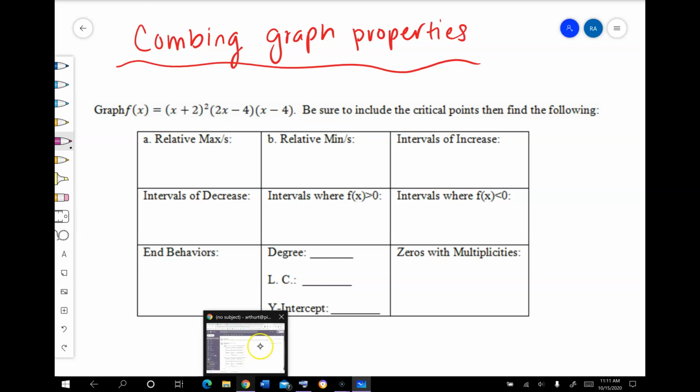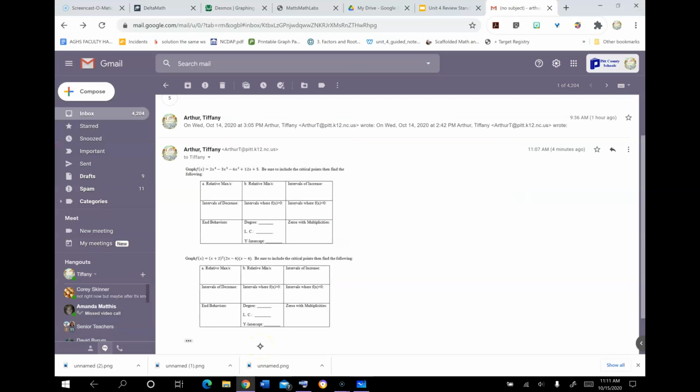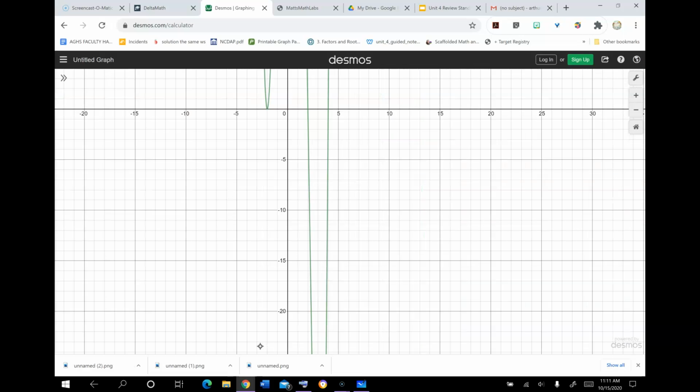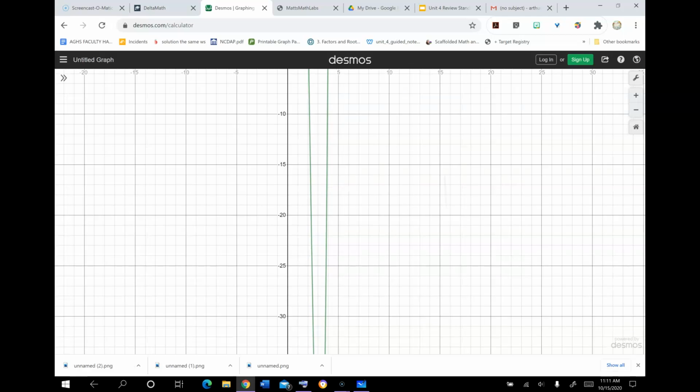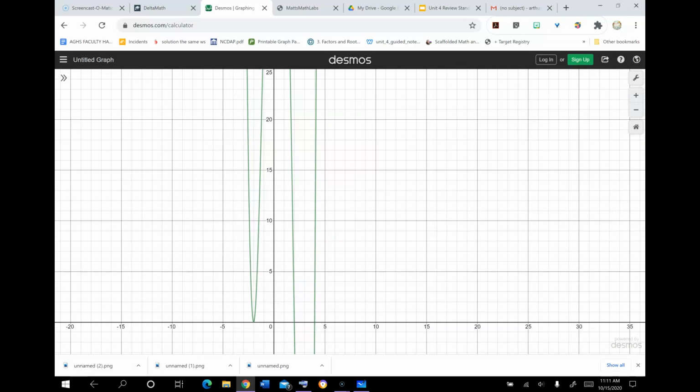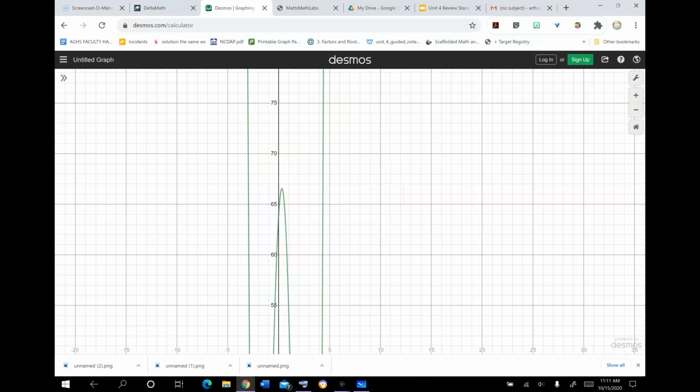So we go to Desmos, and I'm going to type this into Desmos. And I think I actually already have it in there. I do. Okay. All right. So the first thing we're going to do, it asks you for your relative maxes. So your maxes are going to be your humps. So if you look down here, that's a valley. I need humps. So I'm going to scroll up, and it looks like I got a hump right here. And all you do is copy that point down, and you put it in that box. Okay? So that is the only max that's here.